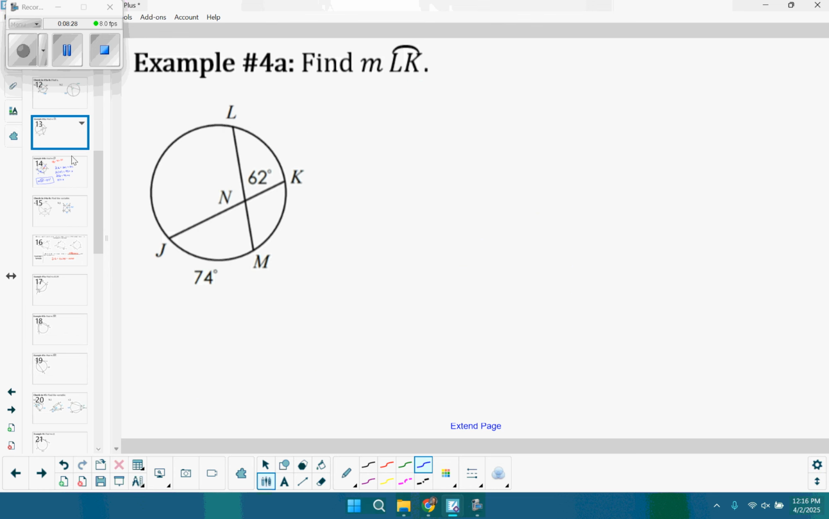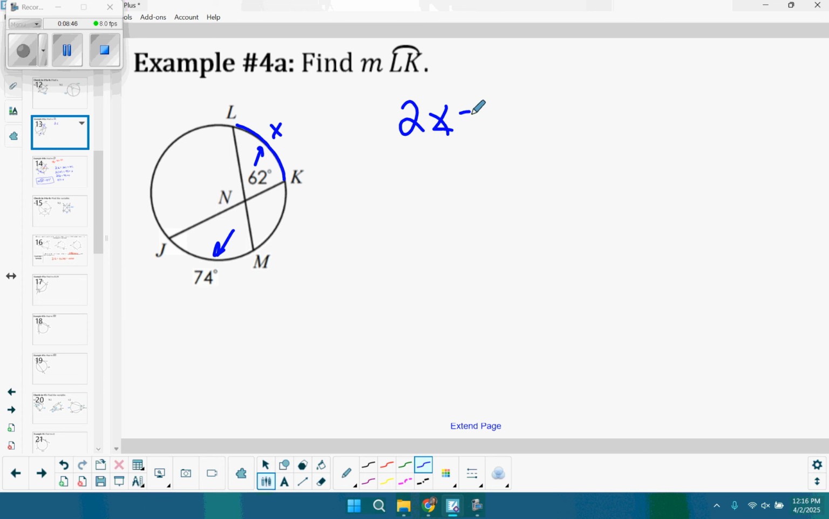I'm just now realizing we skipped example 4A, so we're going to go back to that. I don't know how that happened. So here we want the measure of arc LK. This one lines up perfectly with the angle that we have. So this is the easier one. That's why this example was supposed to come first.